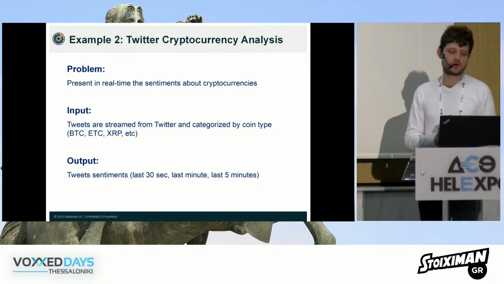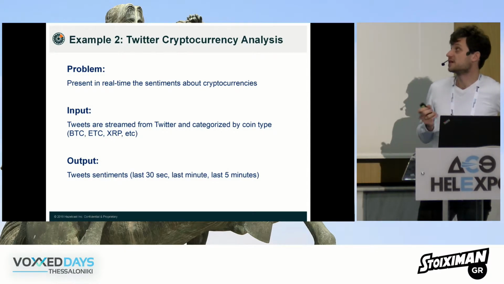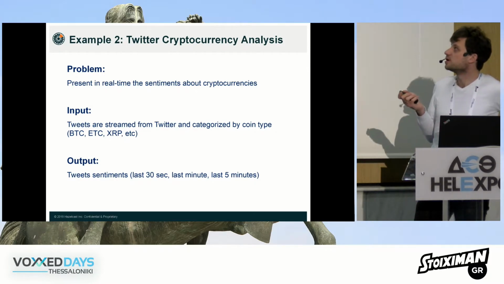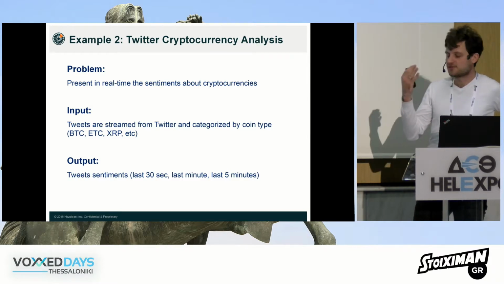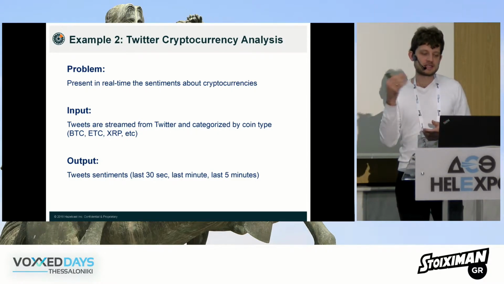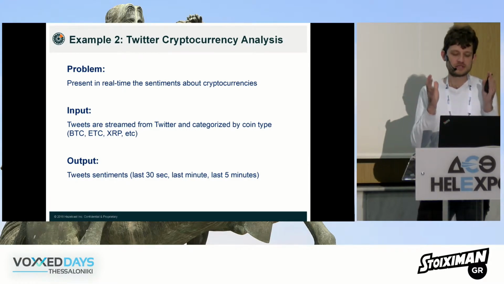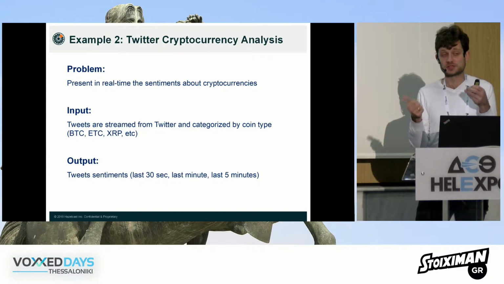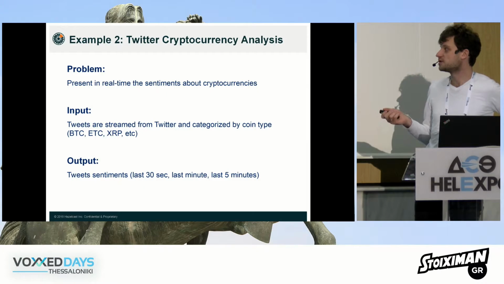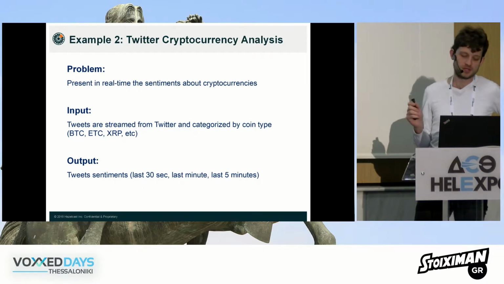So let's see an example of such a problem with an infinite data stream and windowing. Our problem would be to present in real time the sentiments about cryptocurrencies. As an input, we have tweets from Twitter coming all the time. And as an output, we would like to give the sentiments, meaning whether people are writing good things or bad things about a given cryptocurrency, in windows of 30 seconds, last minute, and 5 minutes.